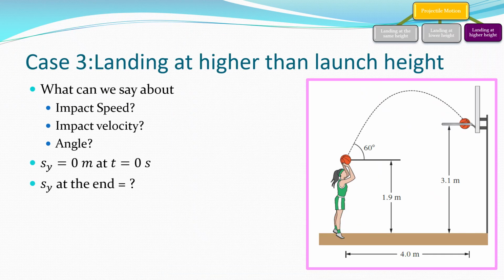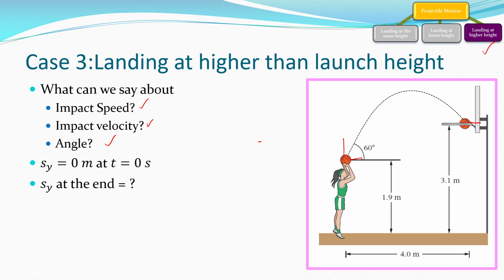All right, we're on to our last example here now, landing at a higher height like this scenario here, throwing the ball from 1.9 meters, and it's got to go through a hoop that's 3.1 meters above the ground. So what do we know? What can we say about impact speed, velocity, and angle? They're all going to change, all right? So the x and y components of our velocity here are going to change.